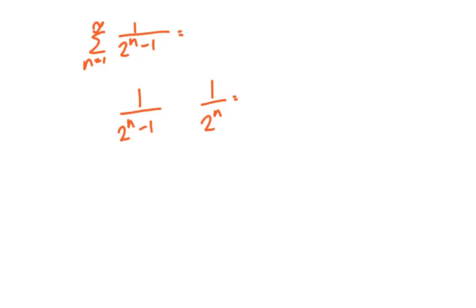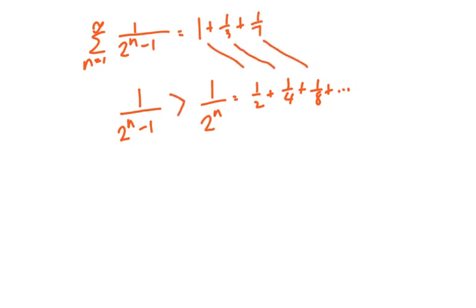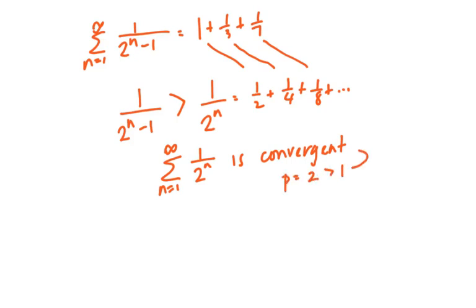2 to the n is 2, 4, 8. And 2 to the n minus 1 is 1, then 2 squared is 4, take away 1 is 3, 2 to the third is 8, take away 1 is 7. Now when you compare these, this fraction is larger than the other fraction. But we have that the sum from n equals 1 to infinity of 1 over 2 to the n is convergent because it's a p-series. Remember, we just looked at this one a minute ago. P equals 2, which is greater than 1, so we have convergent.